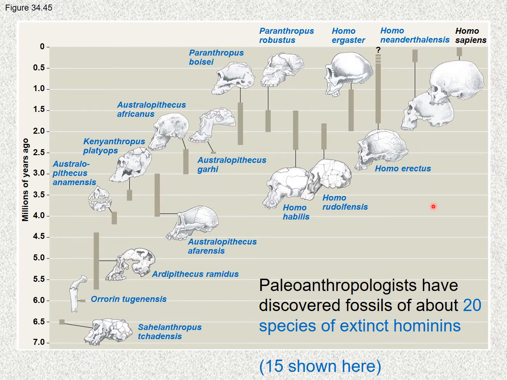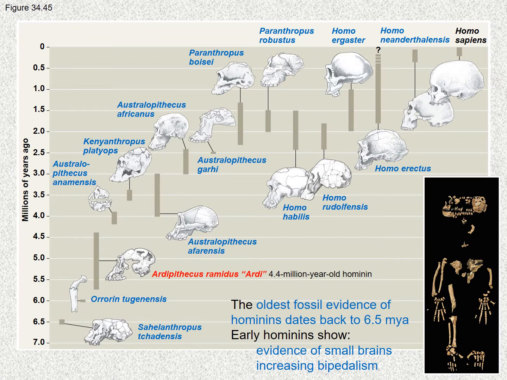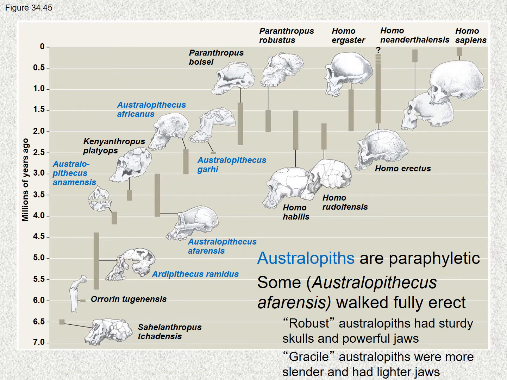Paleoanthropologists have discovered fossils from about 20 different species of extinct hominins, but only 15 of them are shown here. Okay, so all of those highlighted in blue are extinct, and then there's us, Homo sapiens. Differences between the sexes: there isn't much sexual dimorphism seen in earlier groups. Australopiths are a paraphyletic group, and you can see it's paraphyletic because there are some that existed around that are very similar to one another, but they aren't Australopiths.